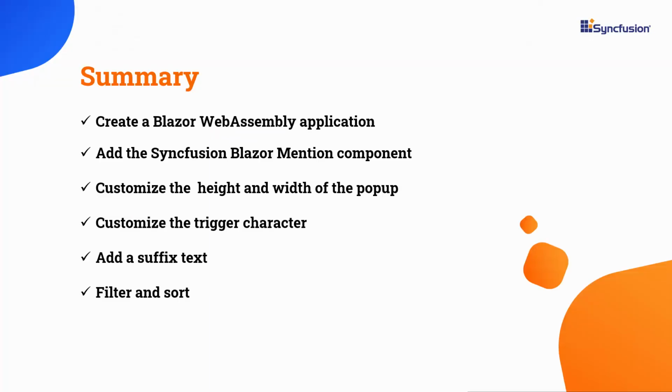Let me summarize what we have seen so far. We saw how to create a Blazor WebAssembly application and add the Syncfusion Blazor Mention Component to it. We saw how to bind a data source to it and set a custom height and width to the pop-up. We also saw how to customize the trigger character and add a suffix text to the mention. Finally, we saw how to change the filter type and sort the items.